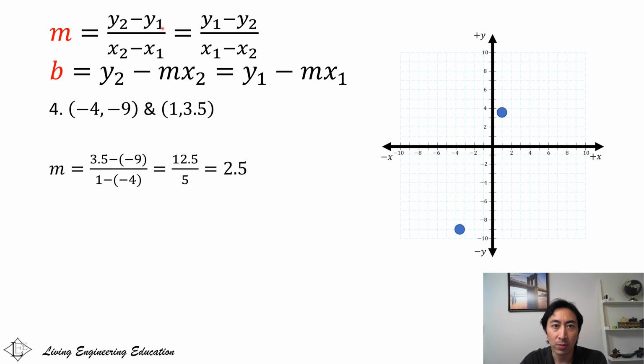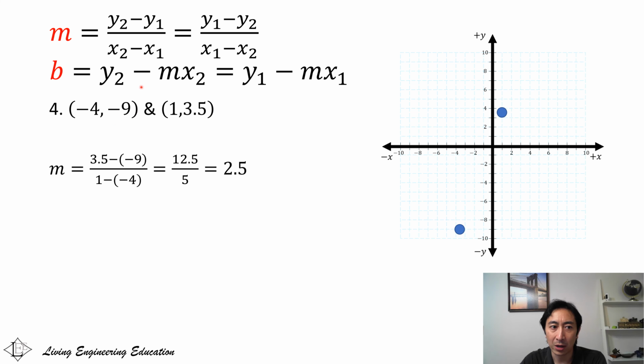Well, we have y2 minus y1 over x2 minus x1 again for the slope. 3.5 minus -9, that's going to give me 12.5 for my numerator. And x2 minus x1, 1 minus -4, that's going to be 5. 12.5 divided by 5 is going to be 2.5 for my slope. Right? So you can see that the slope doesn't always have to come to a round number. The slope can be any value depending on what the points are given as.